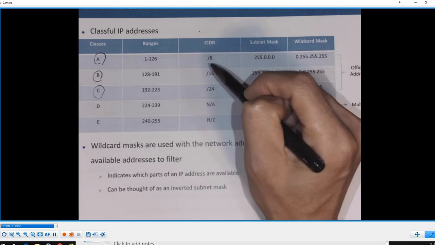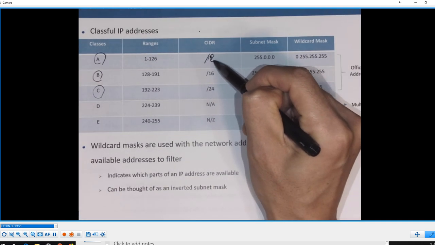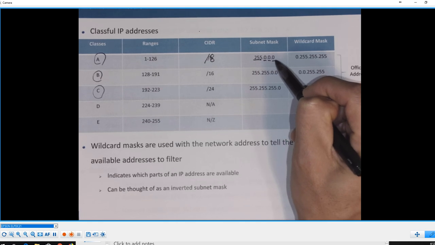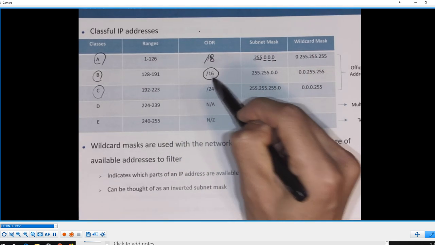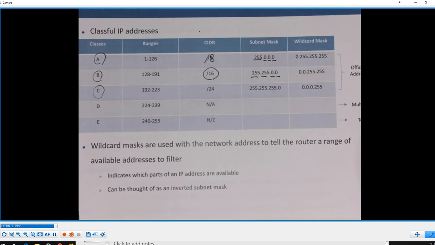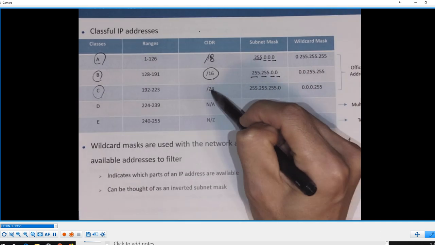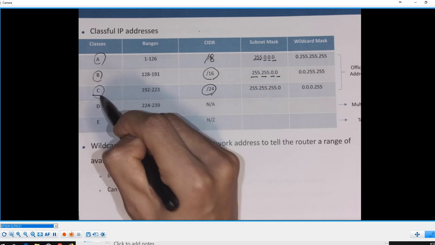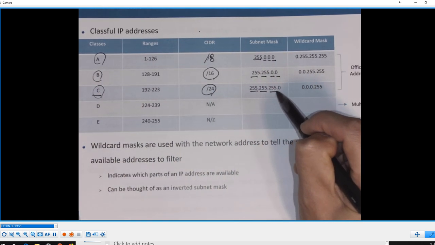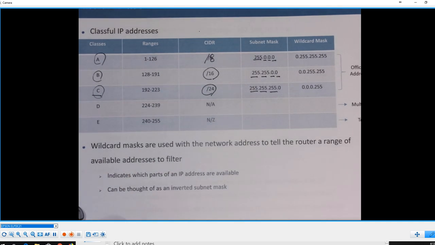And we know that class A is /8. That means 255.0.0.0. For class B, it's /16, so 255.255.0.0. And /24 is for class C, so we have 255.255.255.0.